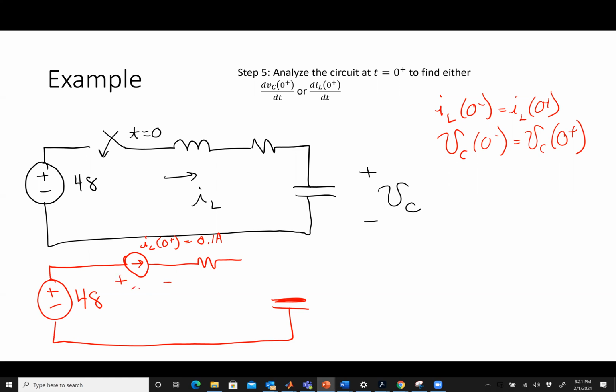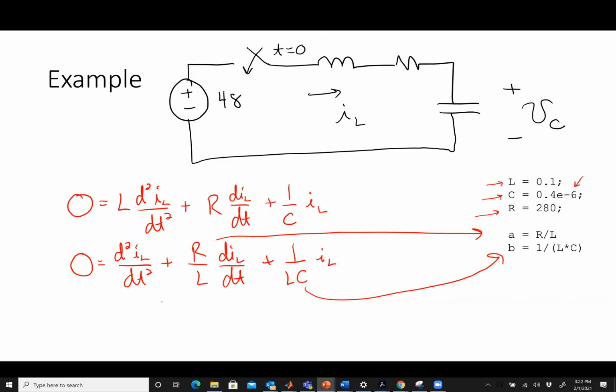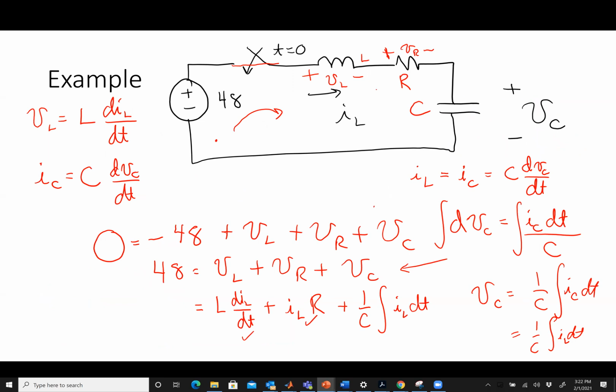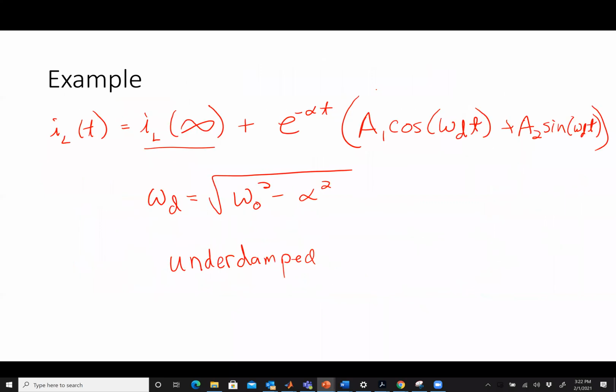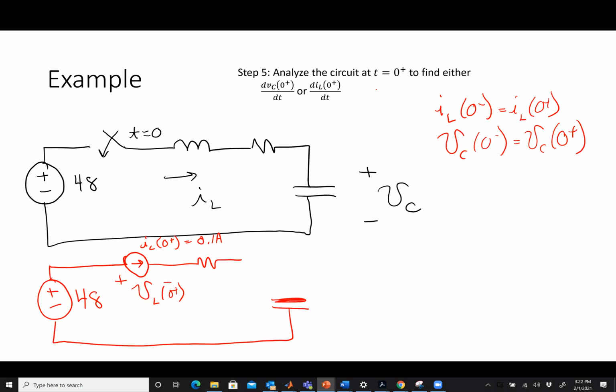This here is V sub L, 0 plus. Okay. I wrote it plus to minus like that because that's the way I defined it all the way back at the beginning of the problem, right? I wrote V sub L plus to minus like that. All right, that's going to be important here in a second. So I'm going to write that plus to minus like that. And then I have V sub R across this guy.